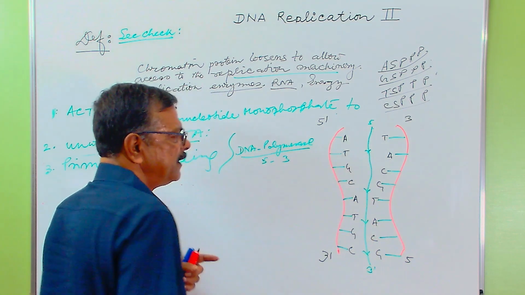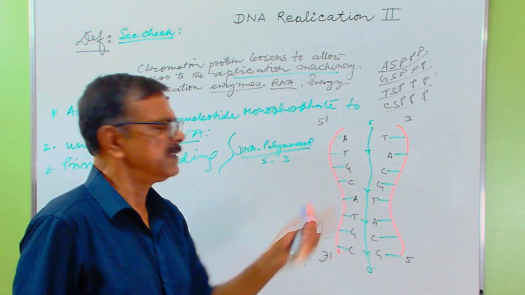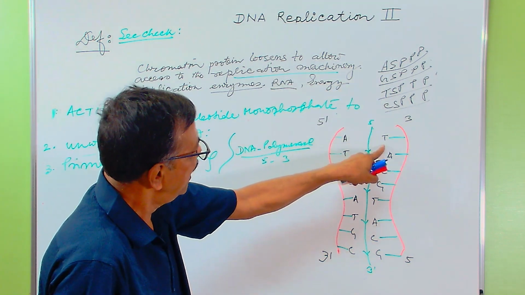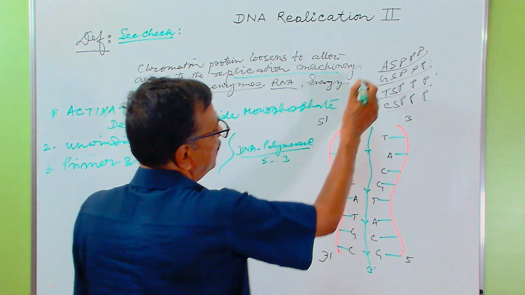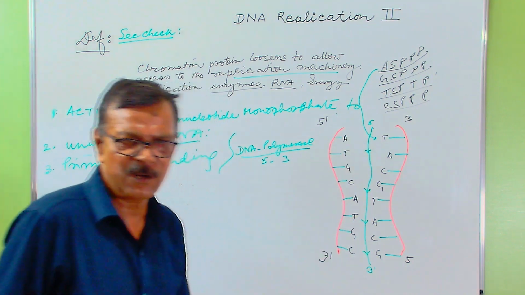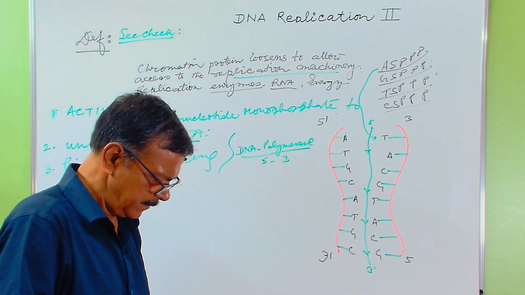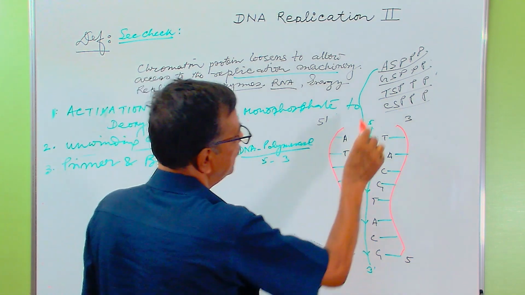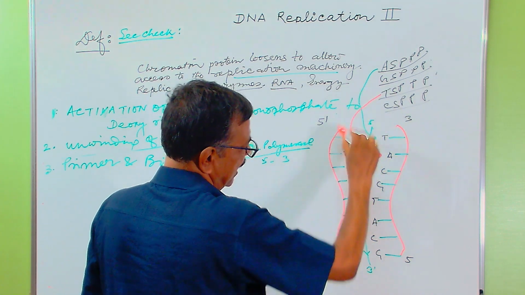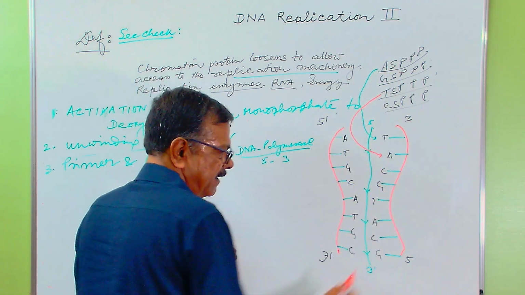So here you will see that TAC is there. DNA polymerase cannot fix this, because T will have A. So A will come here to fix, is it not? In case of A, T will come here. In case of C, G will come here. So DNA polymerase will come and fix here.